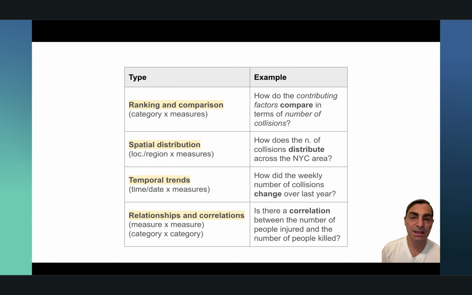So that's a useful categorization to keep in mind, even if it's very simple. Of course, there are way more complex combinations and way more complex questions that we can ask, but many of them are basically a more complex version of these basic types: ranking and comparison, spatial distribution, temporal trends, and relationships and correlations.